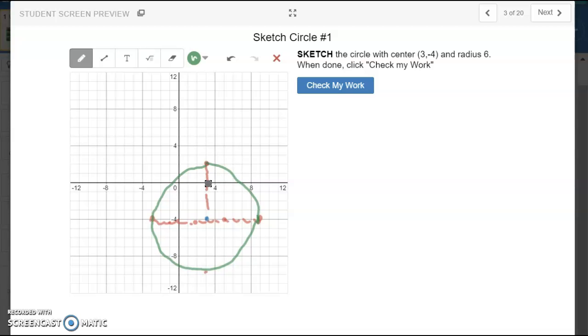Not great, but at least I tried. And then I can check my work and it draws it for you. And I was on the right spot. My drawing was not great though.